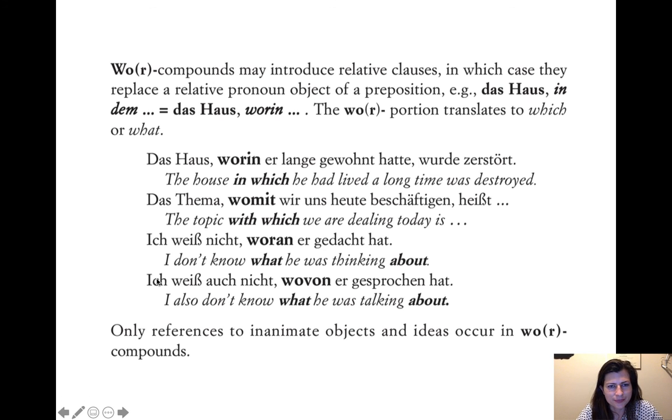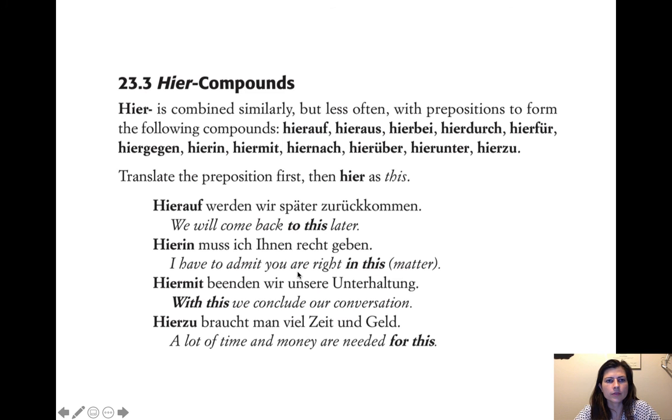Ich weiß auch nicht, wovon er gesprochen hat. I also don't know what he was talking about. So ich weiß auch nicht, von was. That doesn't work, right? Of what. So it has to be wovon. I also don't know what he was talking about. What about he was talking. So only inanimate objects and ideas occur with wo-. You can't do that with a person.